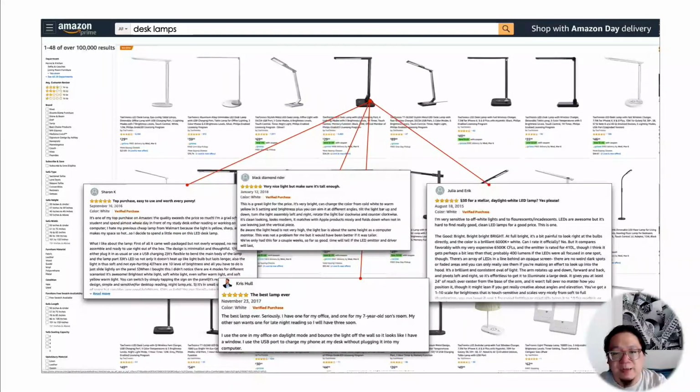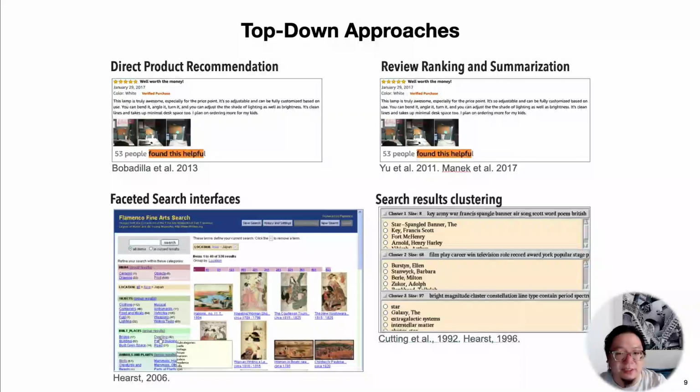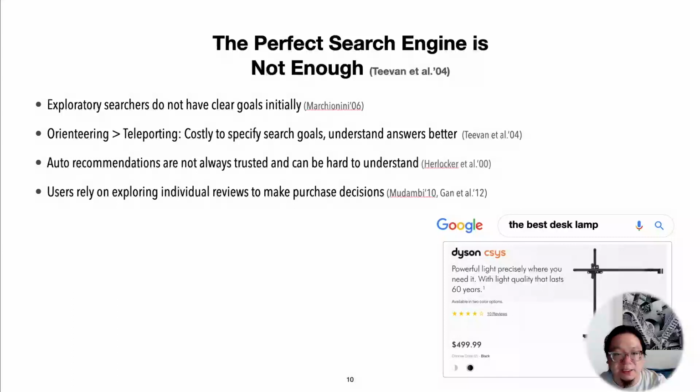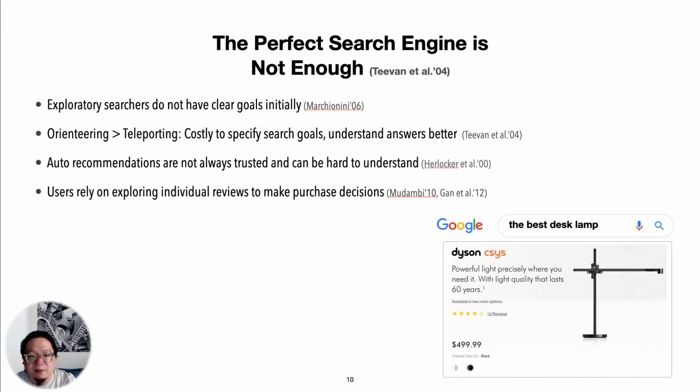Now, there are many top-down approaches that help with this process. So things like making a direct product recommendation, review ranking and summarizations, or interfaces that allow you to navigate across different type of options more efficiently. But fundamentally, users still need to take a bottom-up approach in many cases, figuring out what criteria are useful for them, and reading reviews and information across different sources to make up their own minds about these different options.